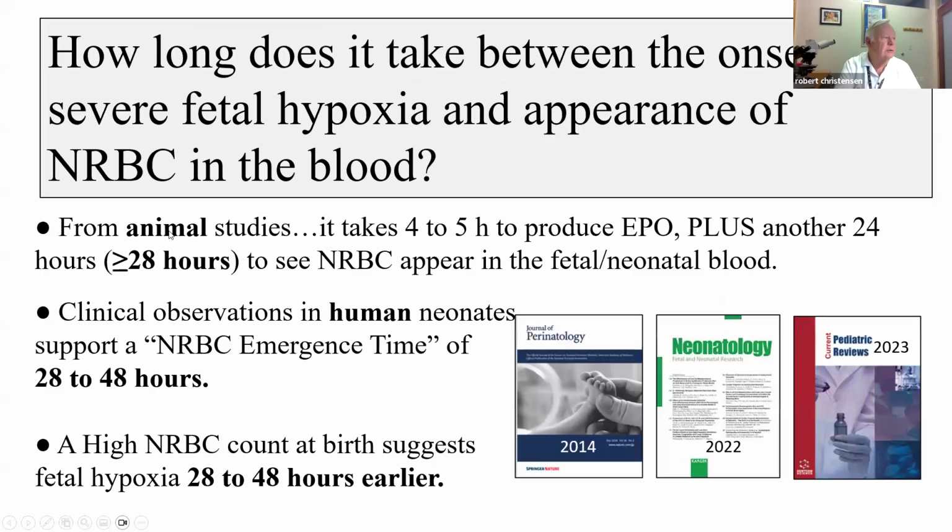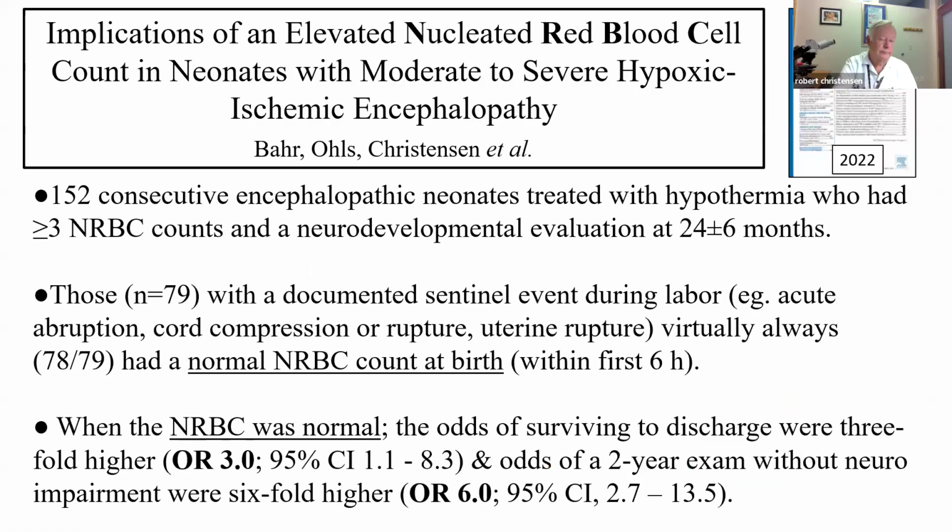As a consequence of all those studies, I would say that from animal studies, it takes 4 to 5 hours for a hypoxic fetus to make EPO to the point where it actually raises the fetal EPO level in the blood, plus another 24 hours or so to see the appearance of nucleated red cells in the fetal blood. Clinical observations in human neonates support this with several studies, and a high nucleated red cell count at birth, I believe, suggests that fetal hypoxia occurred at least a day or two or three earlier.